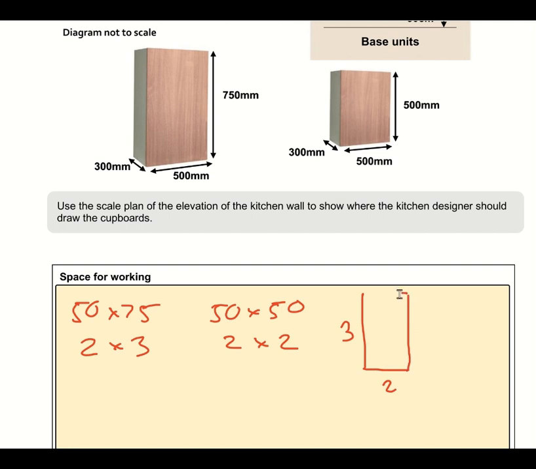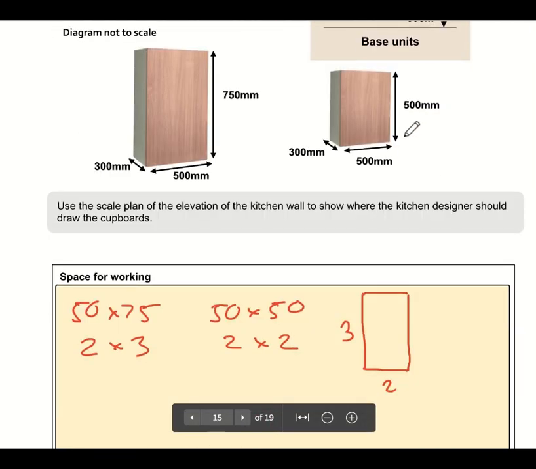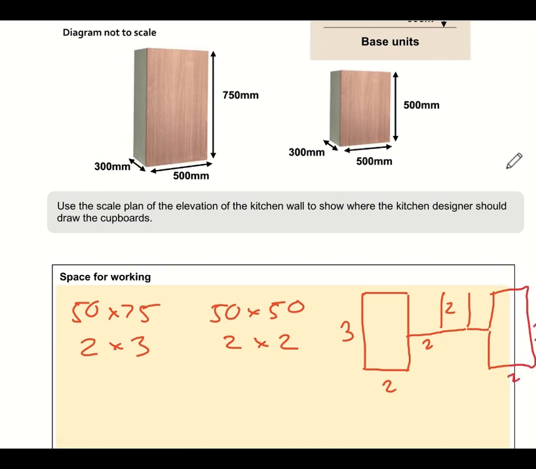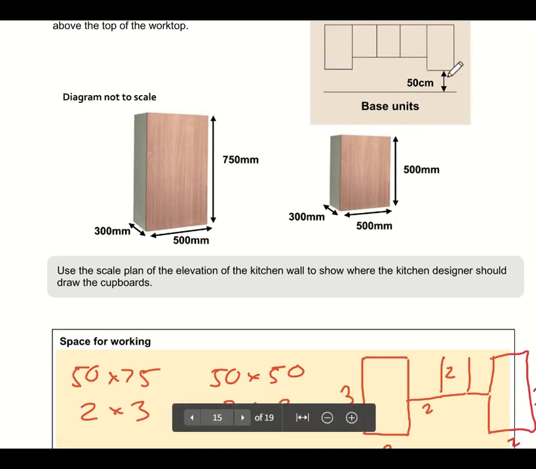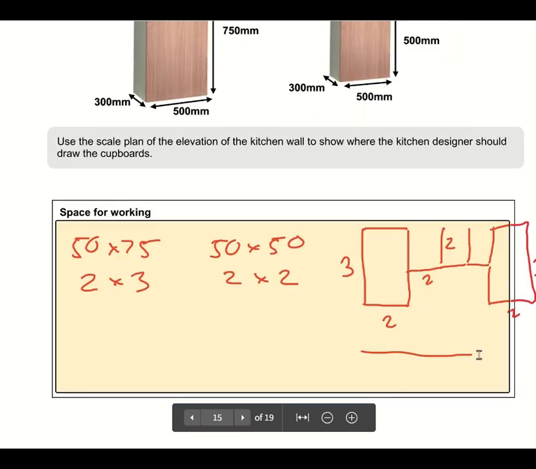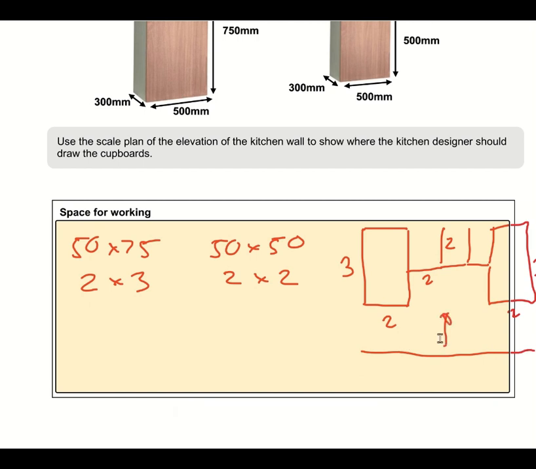So there is my first unit, and then there were, I believe, 3 of these. So we're going to have 3, and these are 2 by 2. So a 2 by 2, and another 2 by 2, and another 2 by 2, followed by another 2 by 3. And there was a gap of 50 centimetres. So if I divide that by 25, there's a gap of 2. So this gap here is 2 centimetres as well.